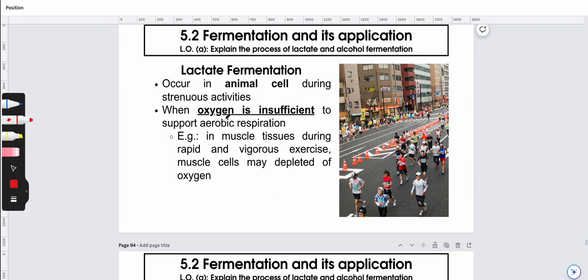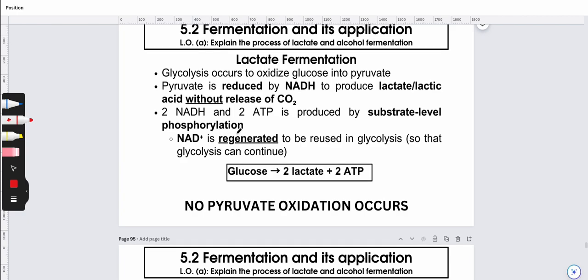When we exercise, because we respire a lot during exercise, you're panting, you need more oxygen. So now the oxygen level is decreasing. If there is not enough oxygen, what happens? Your muscle will undergo fermentation, or more specifically, lactate fermentation. So we know this actually happens in animal cells. If you just run out of nowhere, our muscle cells are depleted of oxygen, not enough oxygen. So that's why we will produce lactate.